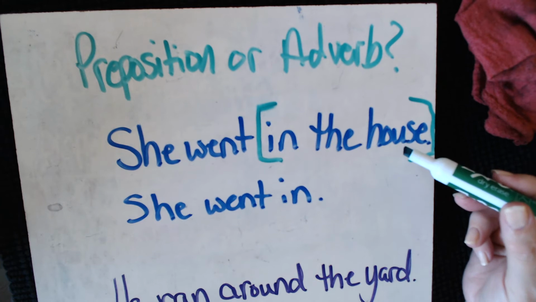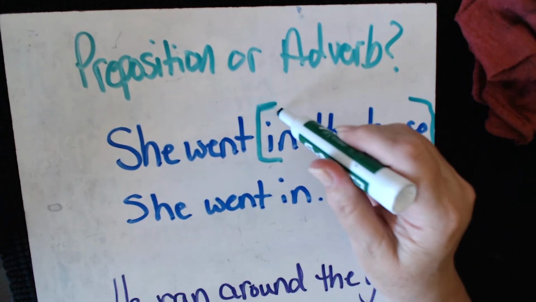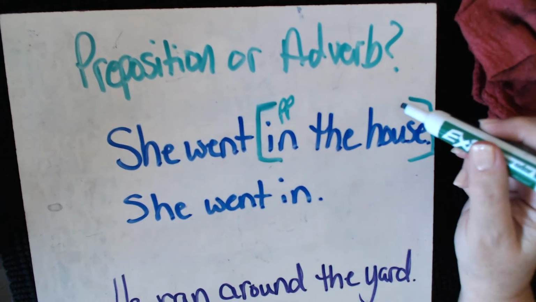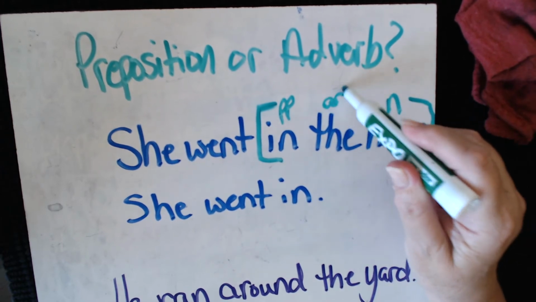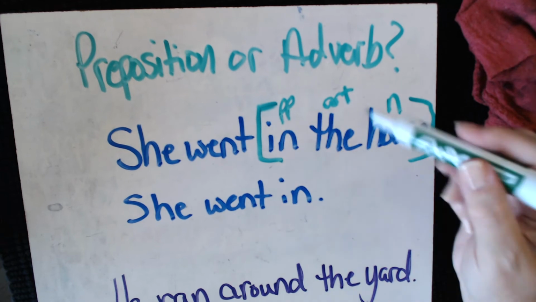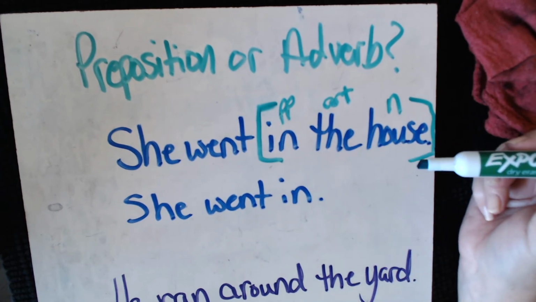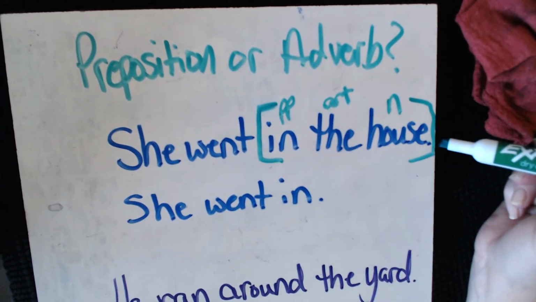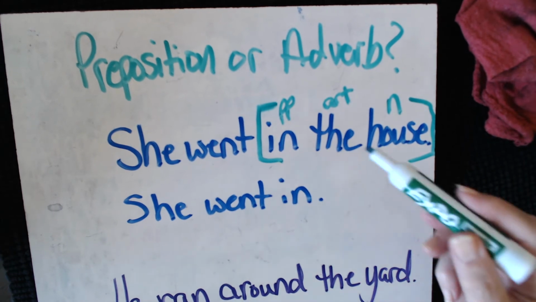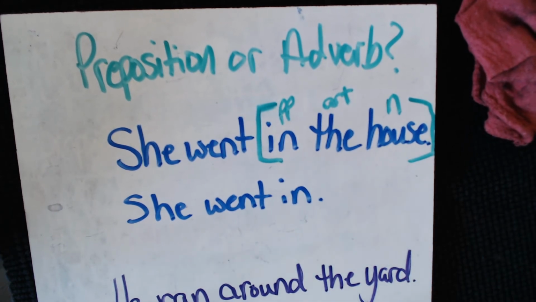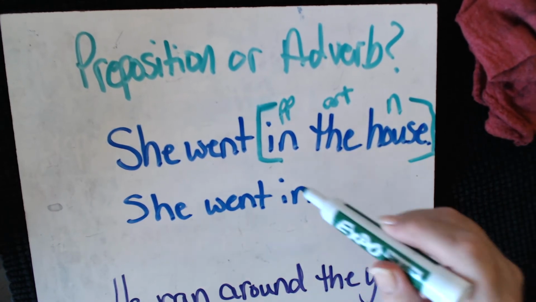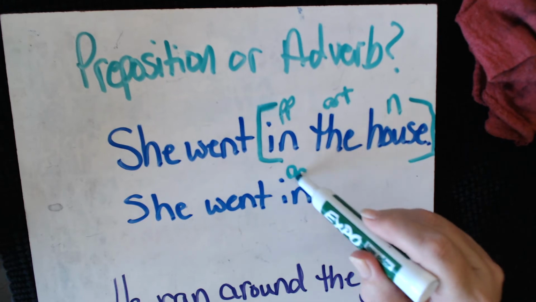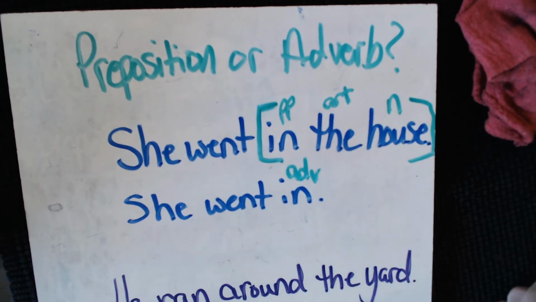So you have a prepositional phrase. It starts with a preposition. It ends with some sort of noun. And it has a modifier in between. You don't always have to have a modifier, but this one happens to. If you cut off the end of this, she went in, you no longer have a prepositional phrase. In is no longer acting as a preposition. It's acting as a part of speech we'll talk more about later, an adverb.